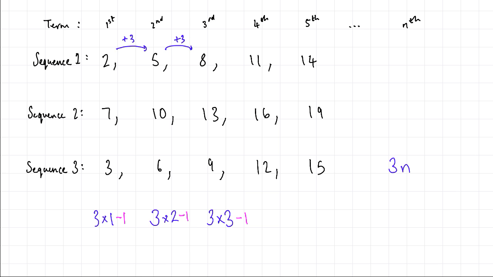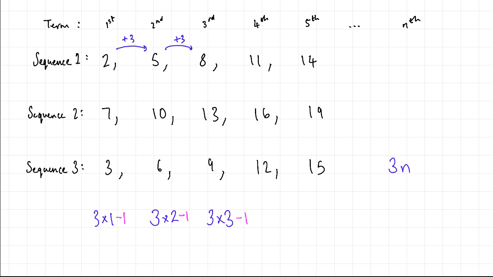So here I can see that my rule is going to be multiply the position number by 3 and then subtract 1. So it'll be 3 times 1, which is 3, take away 1 is 2. Let's try it for the fifth one. So 3 times 5 is 15, take away 1 will give me 14. So it works. Now how would I write this in algebra?